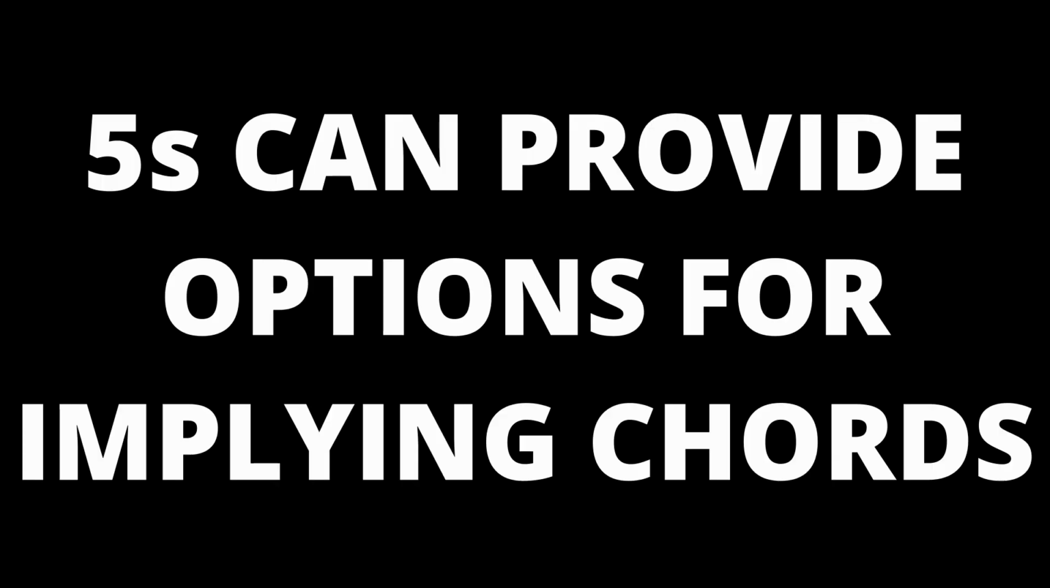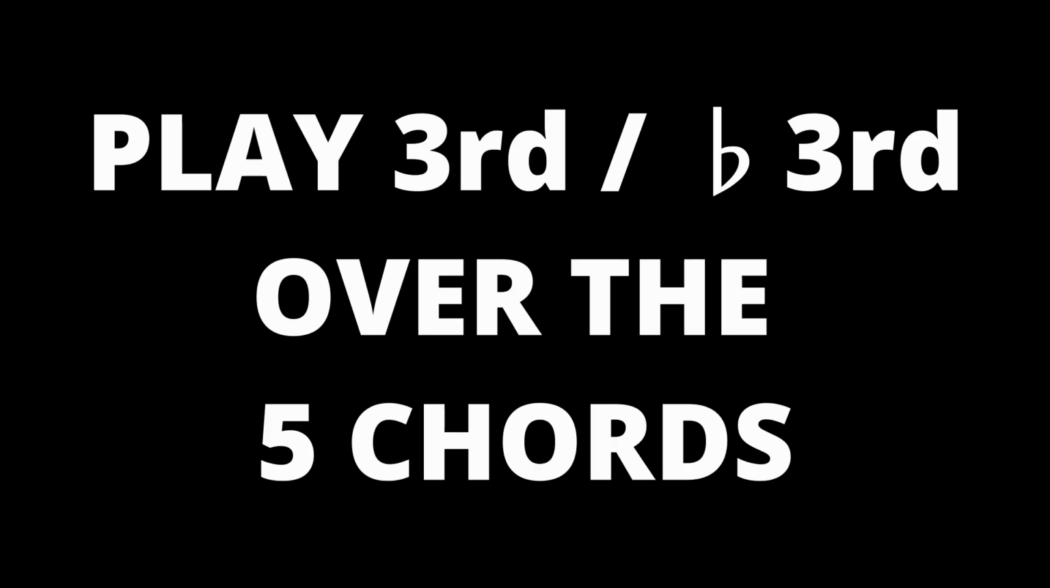Now let's get back to the power chords. You can use the neutral nature of the fifth chords to give the singer, soloist, or bass player the ability to imply certain chords. This is achieved by playing or singing the third or flat third note from the relevant chord whilst the fifth chords are playing underneath. This gives the listener the experience of hearing the full chord.